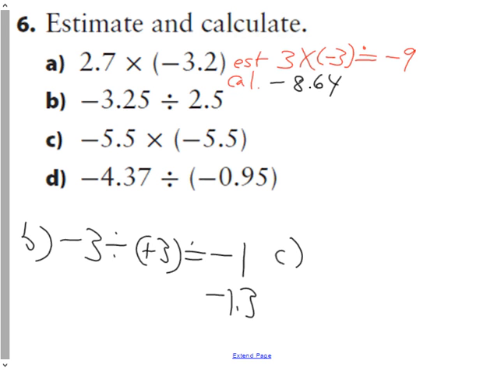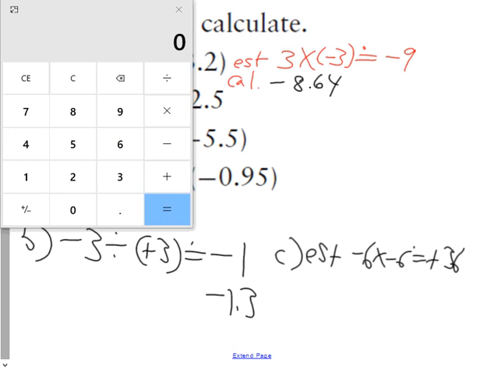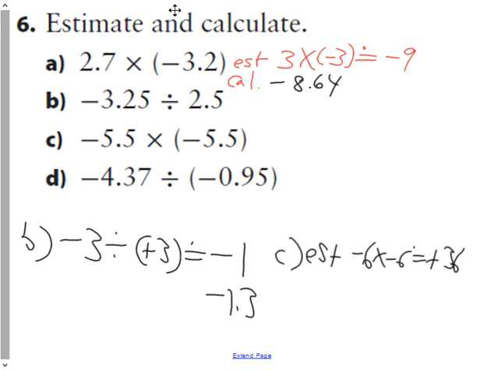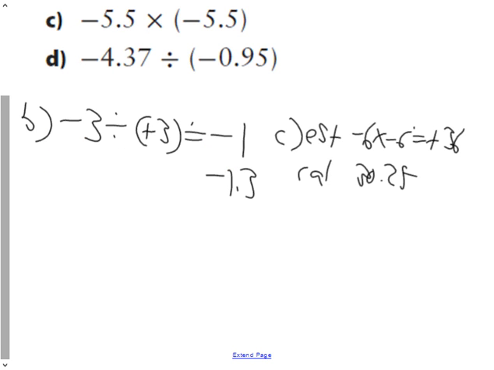C, my estimation will be negative 6 times negative 6, which is going to be a positive 36 estimated. My calculation, 5.5 times 5.5 equals 30.25. Calculation is 30.25.